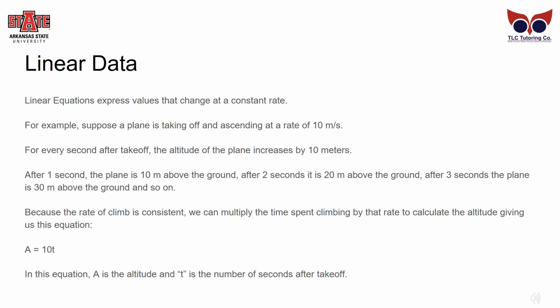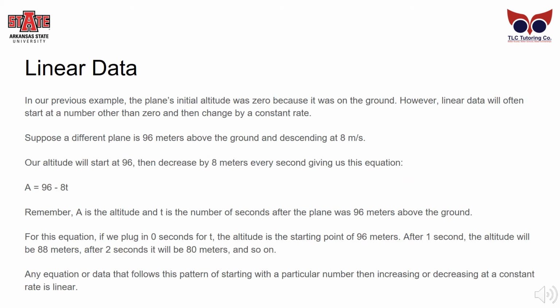Because the rate of climb is constant, we can multiply the time spent climbing by the rate to calculate the altitude given to us in the equation. A equals 10t. In this equation, A is the altitude and t is the number of seconds after takeoff. In our previous example, the plane's initial altitude was 0 because it was on the ground. However, linear data will often start at a number other than 0 and then change by a constant rate.